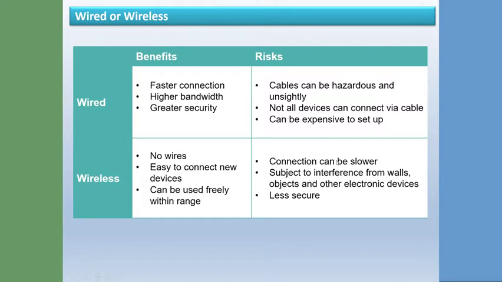However, connection speed can be a lot slower. They're subject to interference from walls and metal within those walls and other devices, and they are less secure. Those radio waves are just floating through the air.